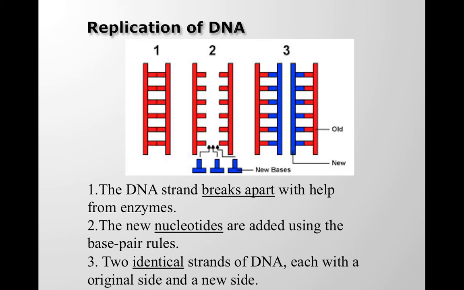And then the third step, or the final step, is it's all completed and you end up with 2 identical strands of DNA. Each has an original side, the red, and then each has a new side. So where we started with 1 strand of DNA, now we have 2 strands. We split it apart and made new sides of the copies using the base pairing rules.